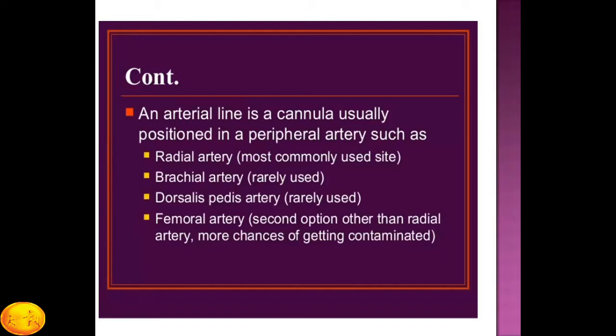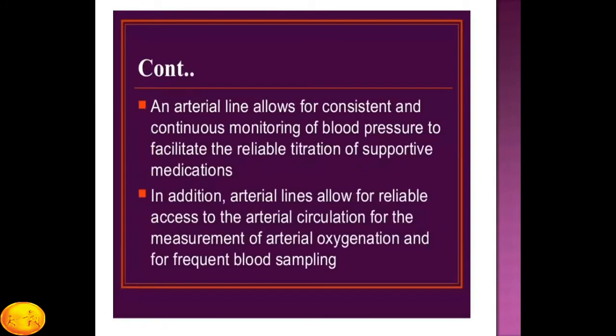Only when we don't have an option to put the radial or femoral because of trauma, burns, or anything, in that situation only we go for the brachial and dorsalis pedis arteries. But routinely we choose to cannulate the radial artery or femoral artery. So what are the uses of arterial blood pressure monitoring?